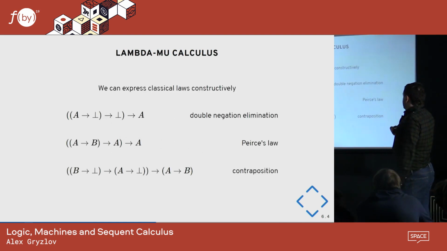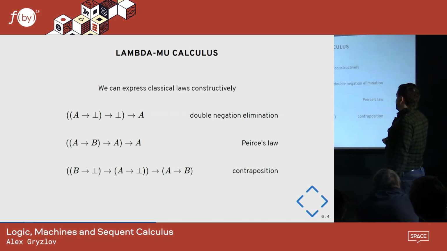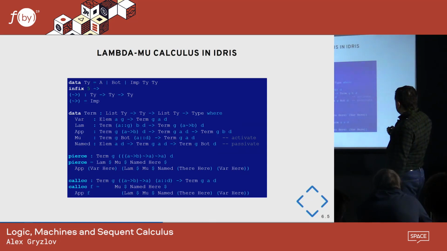So what we can do with this, we can express classical laws like double negation. So if not not A, usually you write negation as an implication to false. So if you have A, then the universe is inconsistent, so it should be not A. So you have not not A, you can get an A out of it. This is usually not considered constructive. Or you have this Peirce law, or you have this contraposition, like if from not B follows not A, then from A follows B. And this is how you would write this in Idris.